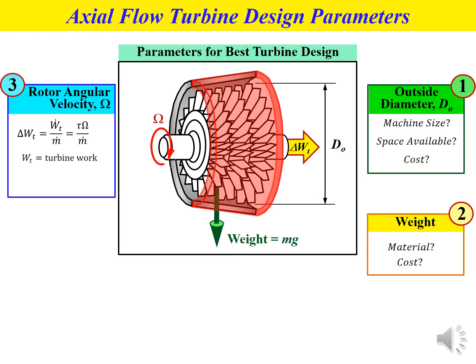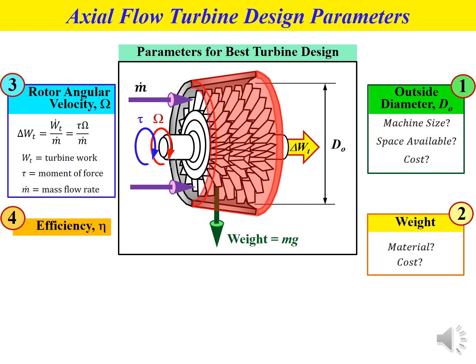Okay, so if we look at the equation, WT represents the turbine work, tau represents moment of force, and M dot represents mass flow rate, as shown in the figure.